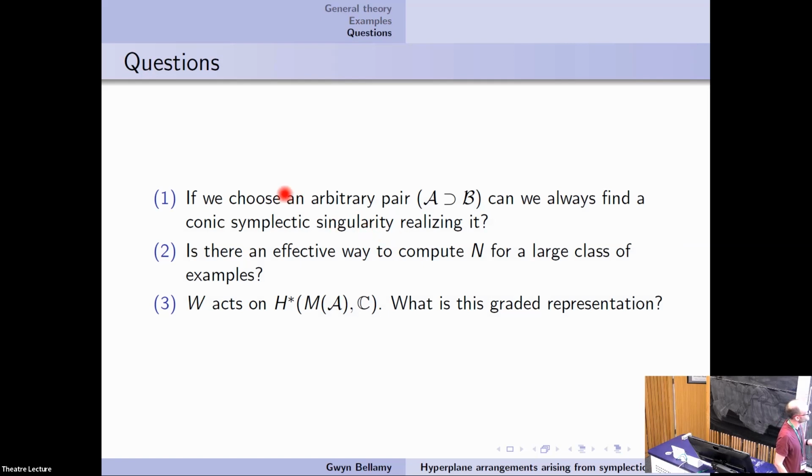The first one is how general really is this construction? If you give me an arbitrary arrangement with a Coxeter subarrangement, does there always exist a conic symplectic singularity that realizes this? Based on the hypertoric case, it wouldn't surprise me, but I don't know how one would construct them either. Namikawa shows that there are countably many symplectic singularities. That's true. So would that rule it out? But these are rational arrangements. Yes, all arrangements are rational.